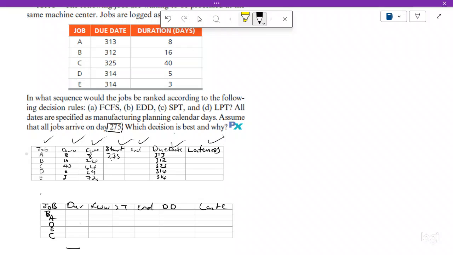To get the end date, you take 275 and add the duration. 275 plus 8 is 283. This one cannot end the same day, you see this one is an end date. It cannot end on that same day. It must end a day before. Therefore, this one becomes 282. Understand?